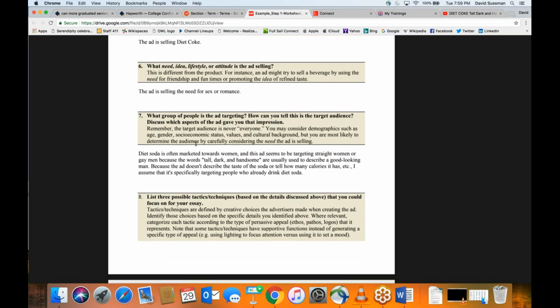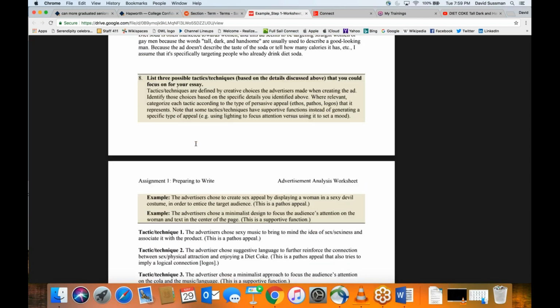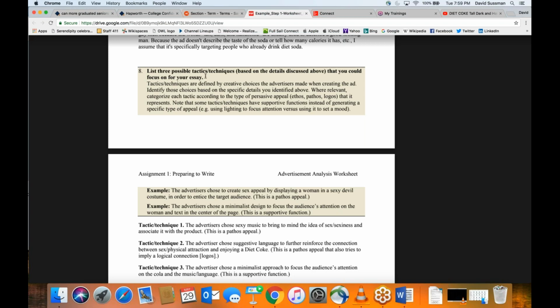Again, most of these are self-explanatory, except I want to get down to the one that always confuses people. Here it says, list 3 possible tactics, techniques that you could focus on for your essay. That's just a fancy word for those 3 things, those 3 details, those 3 moves that the ad makes. So if I were writing about the Jeep ad, my 3 things would be the ad's use of color, the ad's use of imagery, right? Those animal images, and the ad's tagline. So that's all it's asking for.